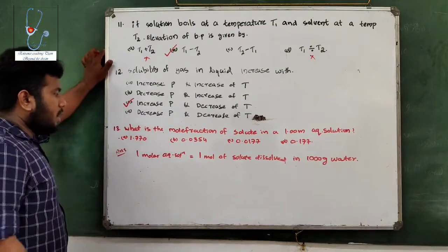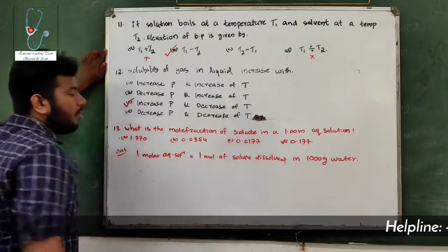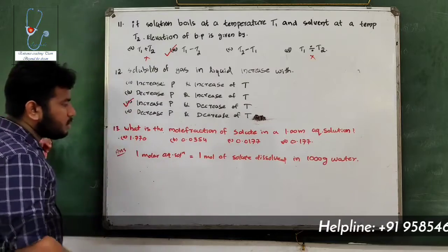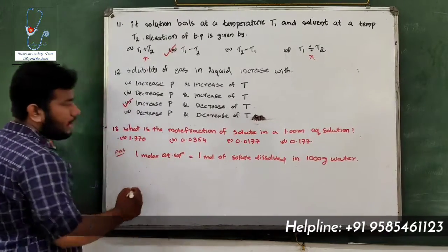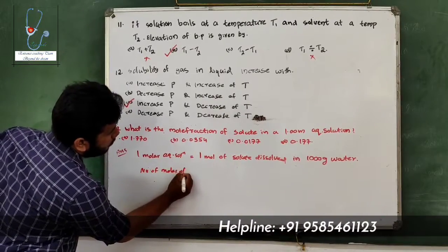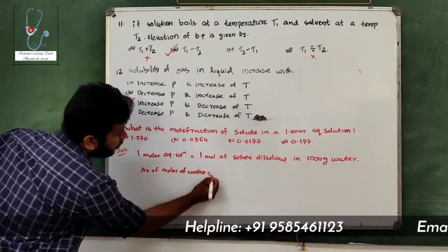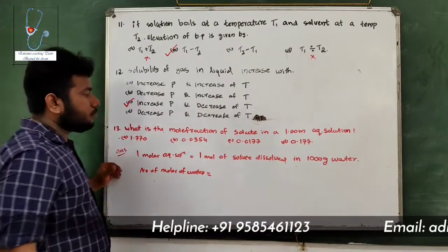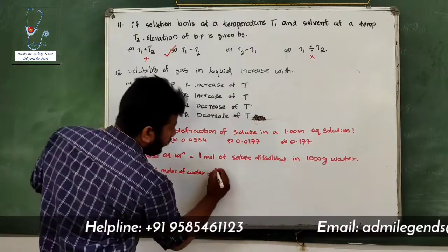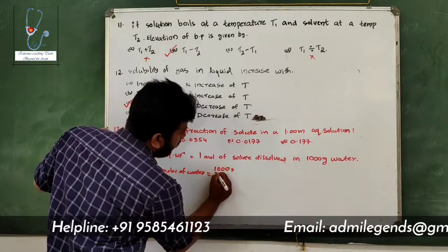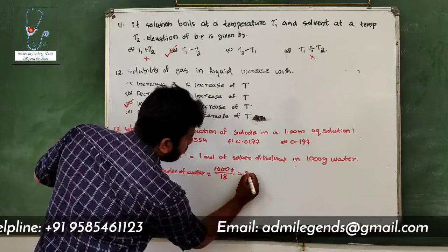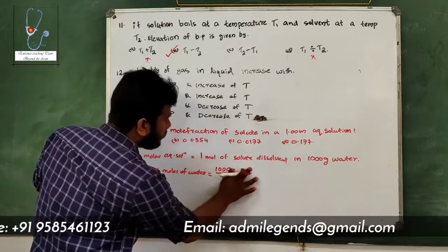Then what is the mole fraction of the solute? We have water and a solute. Solute has number of moles of 1. Number of moles of water is equal to 1000 gram divided by the molecular mass of water, 18. Okay, this gives the number of moles.